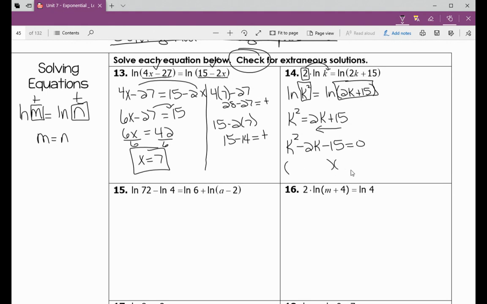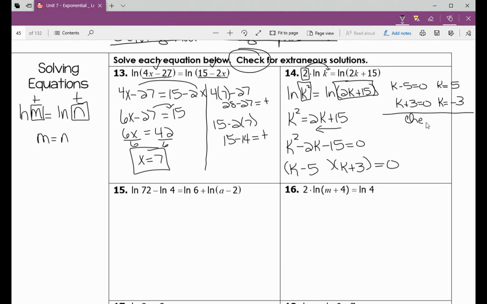Then I'm going to factor. Now, most of these, if they expect you to factor, they should factor. So factors of negative 15 that add up to negative 2 are negative 5 and positive 3. When you set each factor equal to 0, k minus 5 equals 0, so I get one answer of 5. And k plus 3 equals 0, and I get a second answer of negative 3.